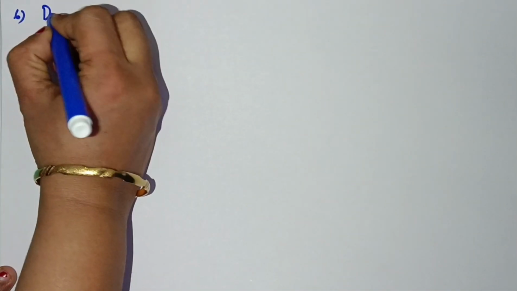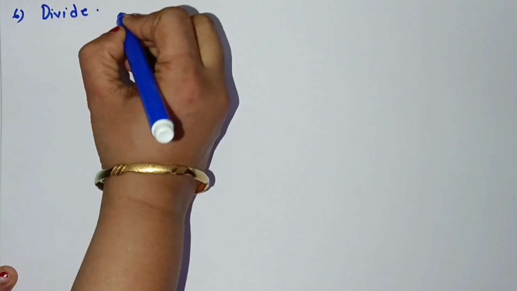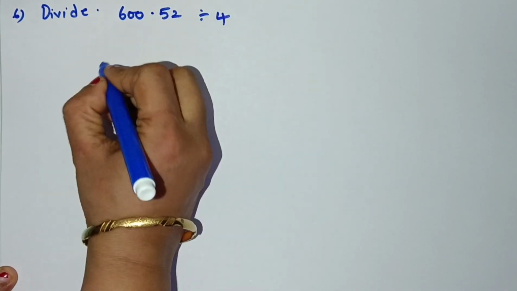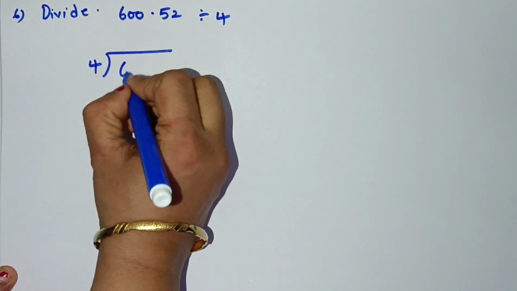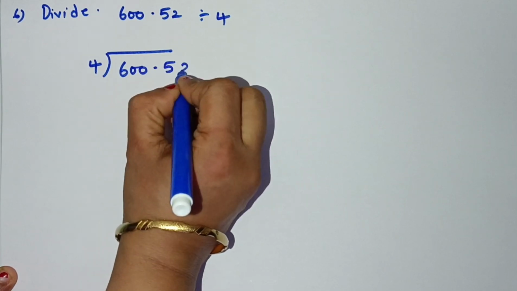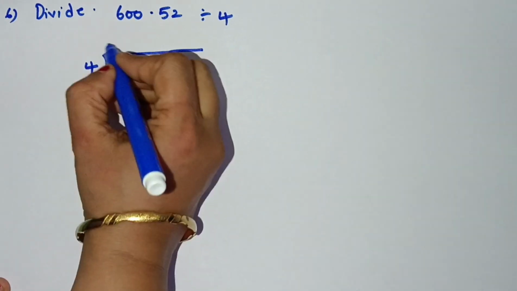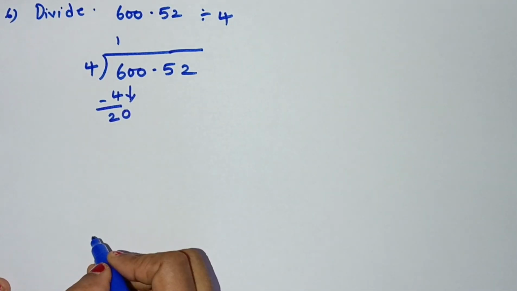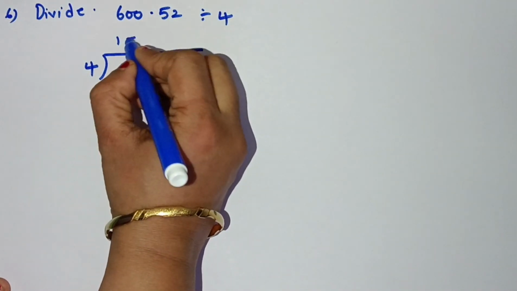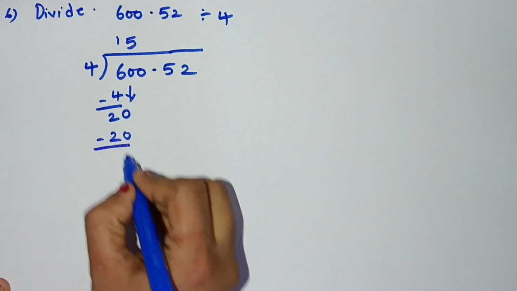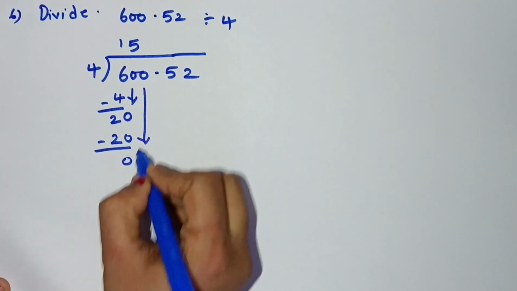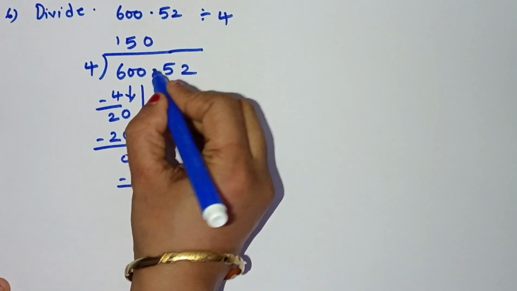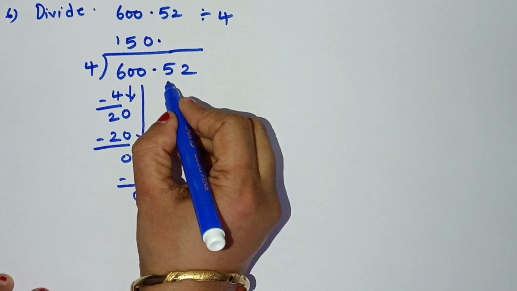Sixth sum, the question says divide 600.52 by 4. So 4 is the divisor, 600.52 is the dividend. 4 ones are 4. Only bring 1 digit at a time. So here what you will get? 4 5s are 20. Now again bring this 0 down. 4 zeros are 0. Immediately you have to put decimal point in the quotient.